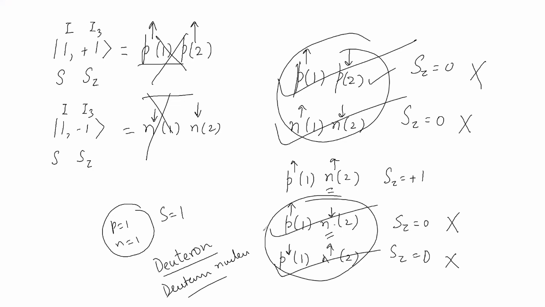Nuclear forces are spin dependent. What is the experimental proof of that? The most important proof comes from this example, that you have a deuteron system, which is a spin 1 system, where you have a proton and neutron sitting inside the nucleus.